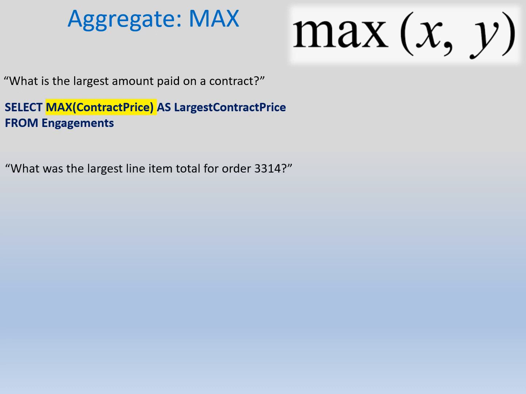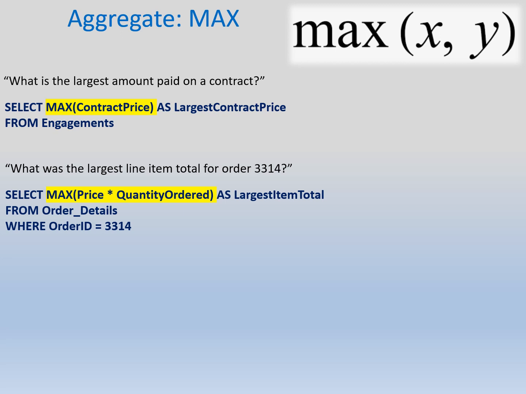The next query, what was the largest line item total for order 3314? So we do see a condition here for the where clause, which is order 3314. And since we want the line item total, there will be a calculation in the open and close parentheses of the max aggregate. Here we have select max, open parentheses, price times quantity ordered. That's our line item total. And we see our condition in the where clause where order ID equal to 3314.